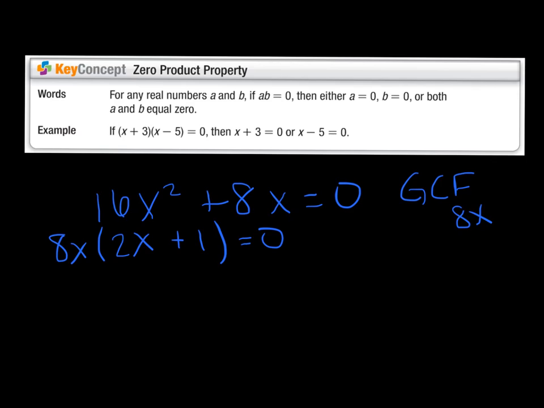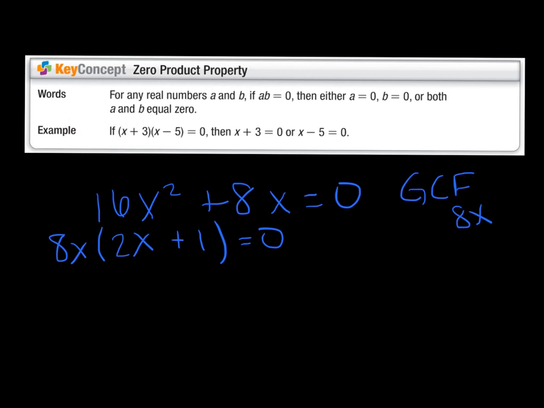Okay? So just to double check to make sure that we did our factoring correctly, which is always super important, let's go the opposite direction. If we were to redistribute this back out and see what we get, we have an 8x times 2x. 8 times 2 gives me 16. X times x gives me x squared. Beautiful, our first term is correct. And then 8x times 1 gives me 8x. Awesome, also beautiful. So we know that our factoring is done correctly.